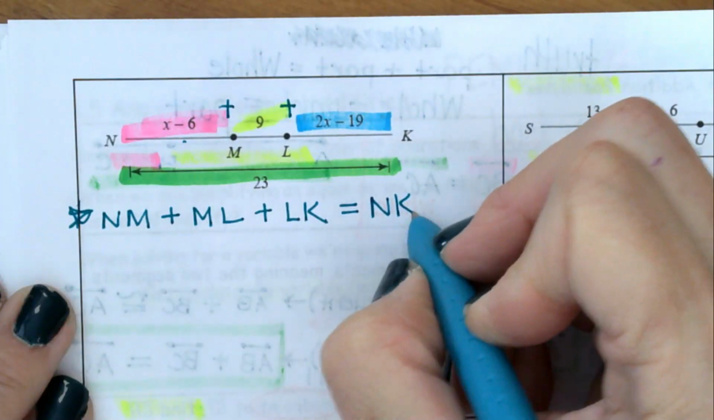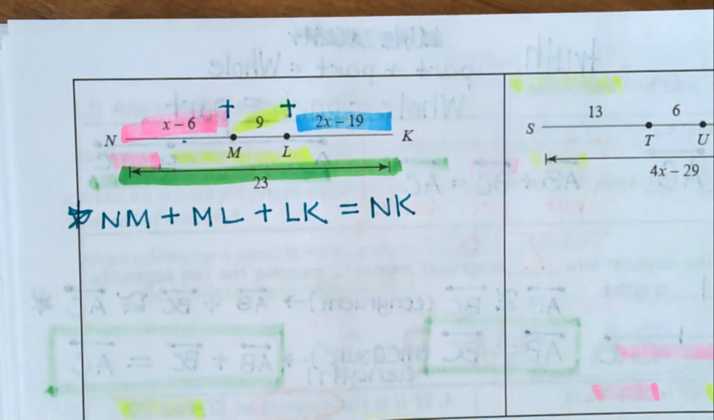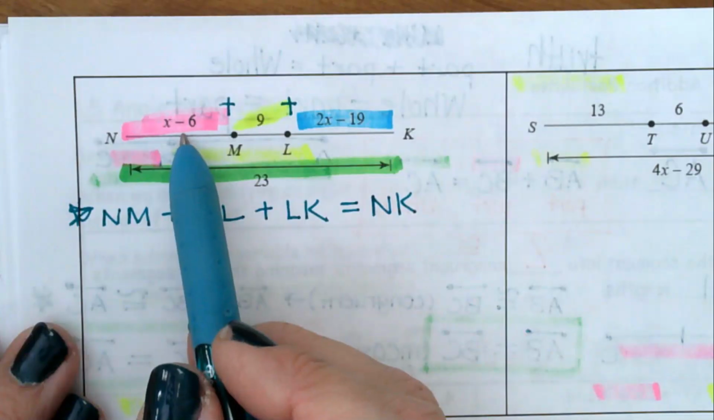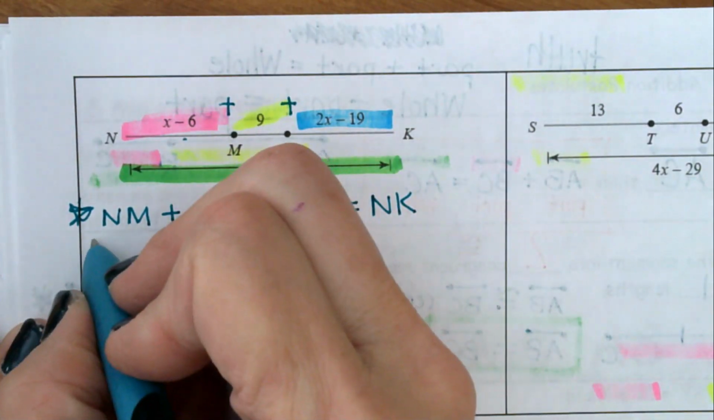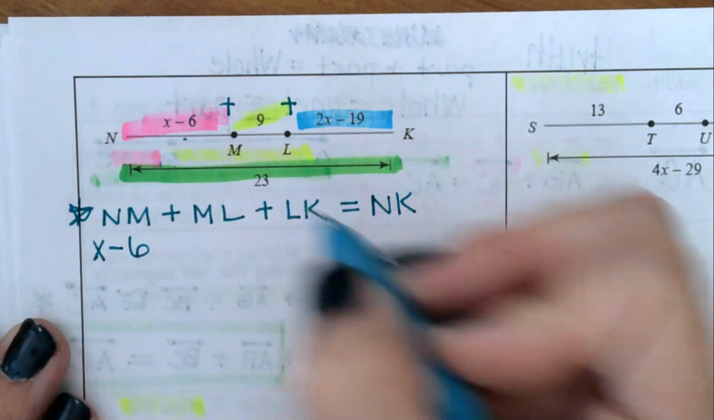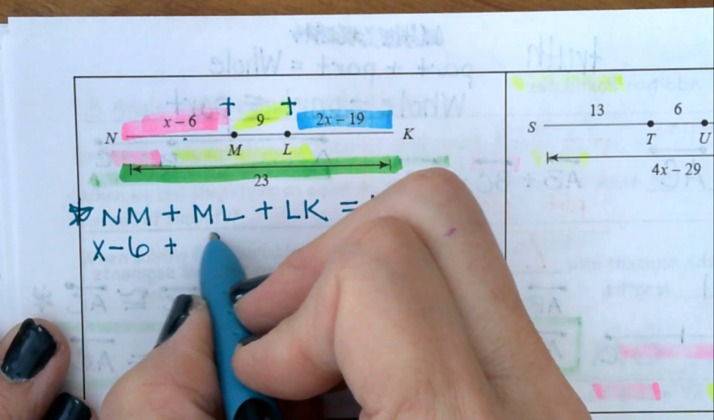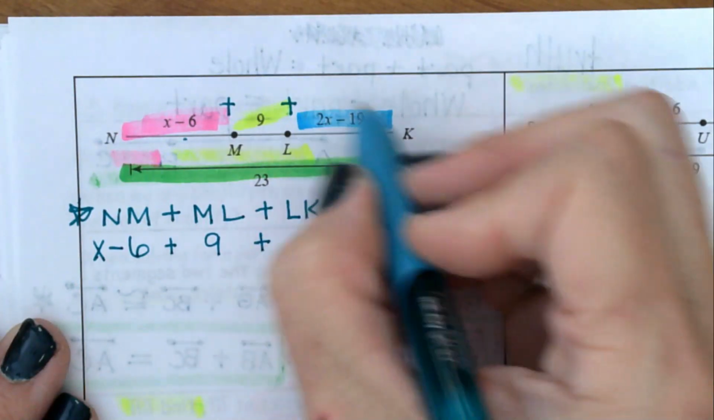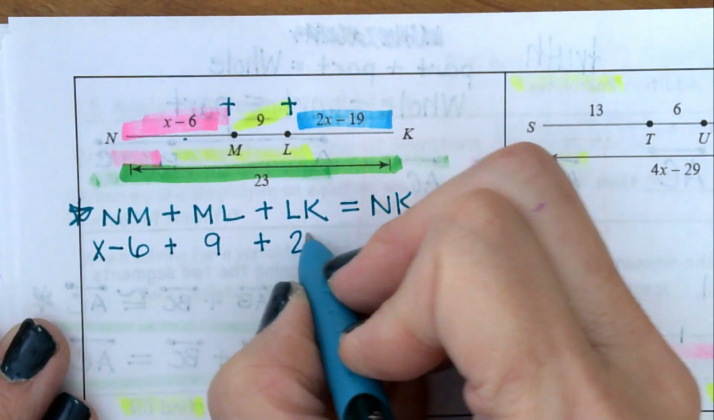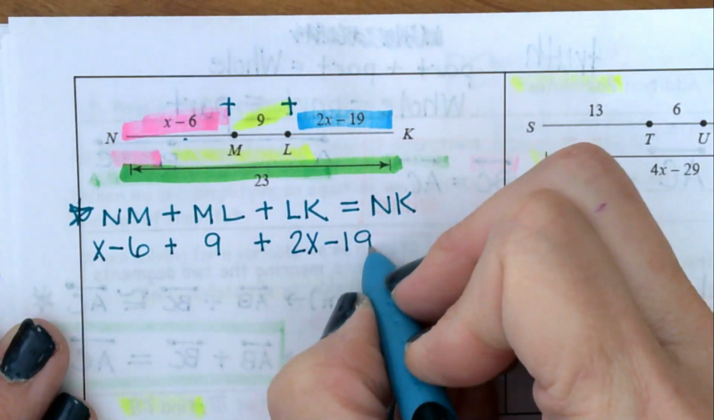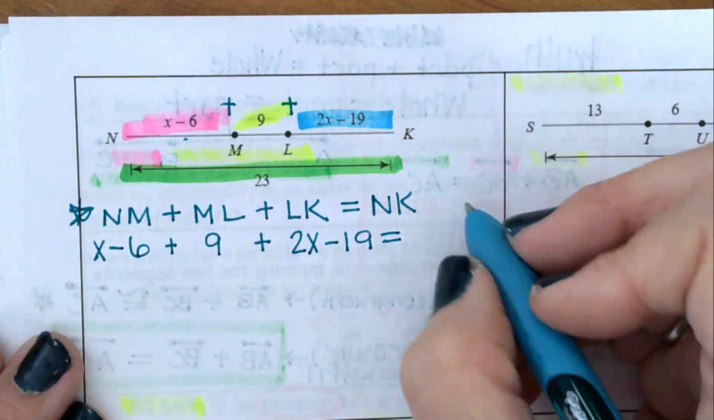NK. All right. How was that? Just writing the parts down. Okay, let's go fill in the parts. NM. Write an X minus 6. And then a plus sign. What's ML? 9. What's LK? Fantastic. What is NK?